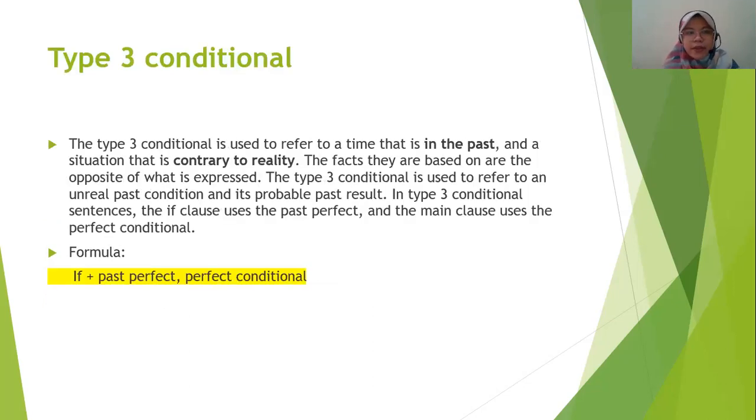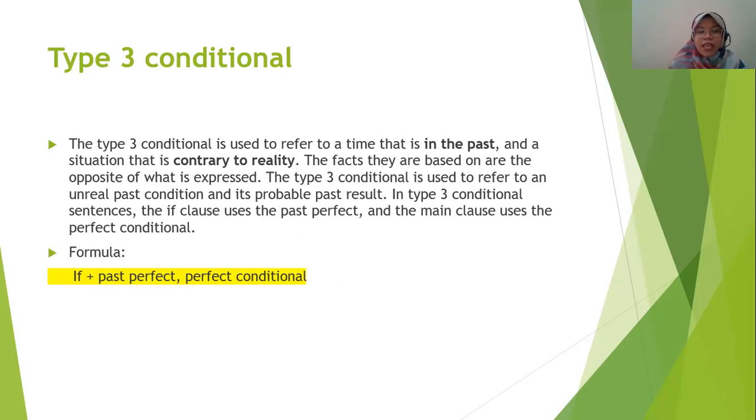So we are arriving at type 3 conditional. The type 3 conditional is used to refer to a time that is in the past and a situation that is contrary to reality. This is the highest type to express the unreal of the reality. The facts they are based on are the opposite of what is expressed. The type 3 conditional is used to refer to an unreal past condition and its probable past result.